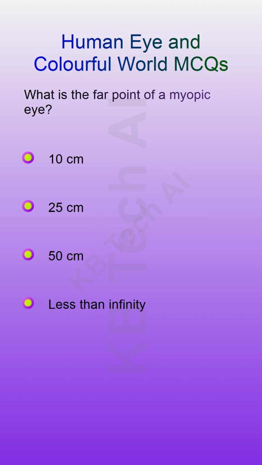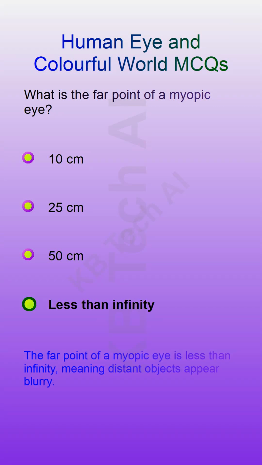What is the far point of a myopic eye? Option 1, 10 cm. Option 2, 25 cm. Option 3, 50 cm. Option 4, less than infinity. The answer is Option 4, less than infinity.